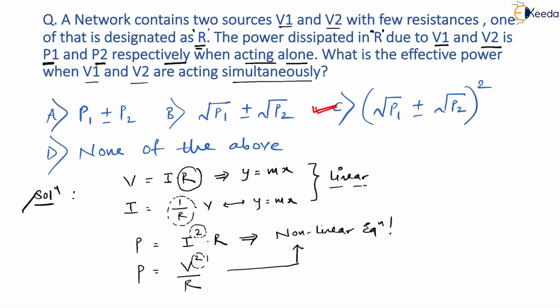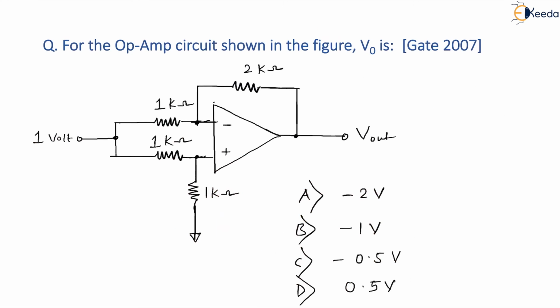Okay, the next problem is, in fact, I can say, the application of superposition theorem in analog electronics. So this is the circuit, which is an op-amp based circuit. Even though from the problem it appears to be a problem from analog circuits, I'm going to apply superposition theorem here. And how I'm going to apply that?